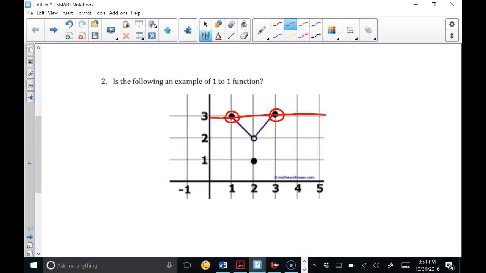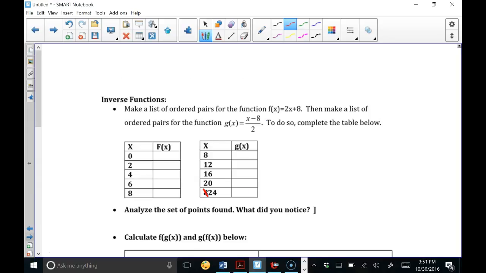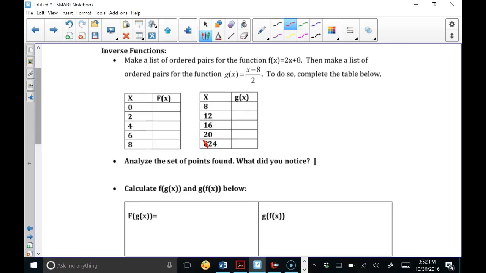Now, we're ready to talk about inverses of functions. What do you think of when you think of an inverse? Hopefully you think about undoing. I always think, like, you make your bed, then you unmake your bed. They're inverses of each other, they undo each other. So what we want to look at is functions that are inverses.